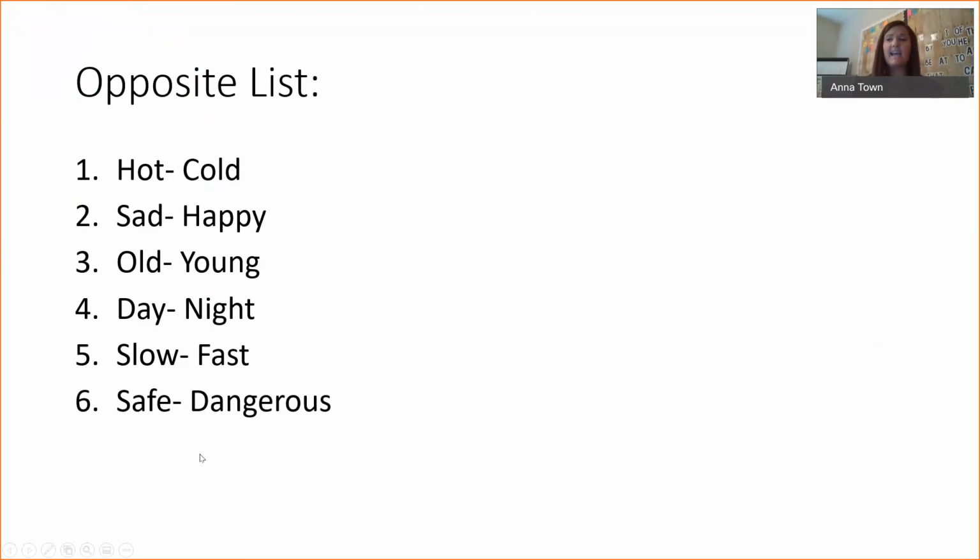And the last thing I have listed here is safe versus dangerous. So it is safe to walk to the playground. It is not safe, or dangerous is our word, to run to the playground. And why it's dangerous is because you could trip and fall and hurt yourself or hurt others. That is the end of our slideshow. I'd love for you to think of an opposite or unalike things and share it with me.